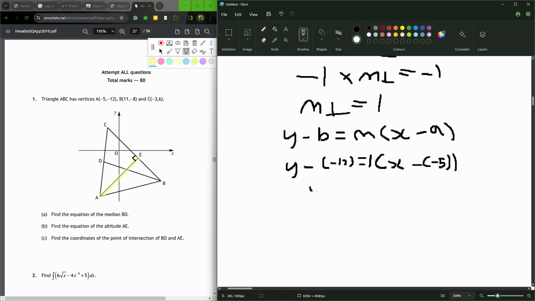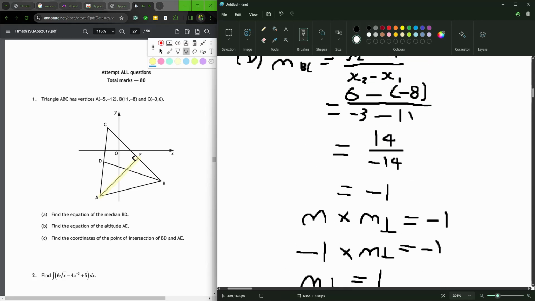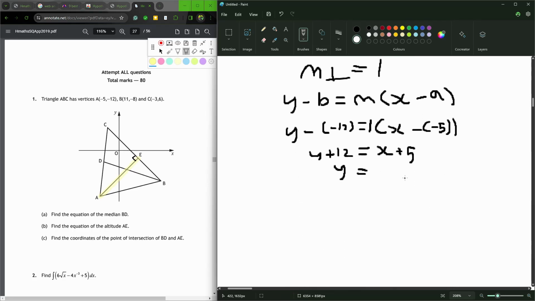Beautiful. We'll simplify this a bit further. We'll get rid of that puny 1. Sorry. And then we'll just take away 12 from both sides. So it'll be y equals x minus 7. And there is your answer.